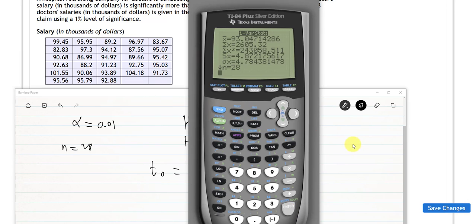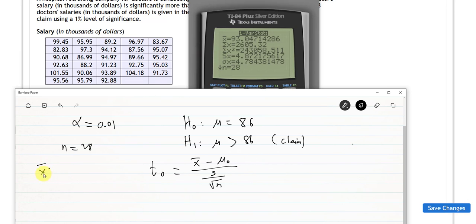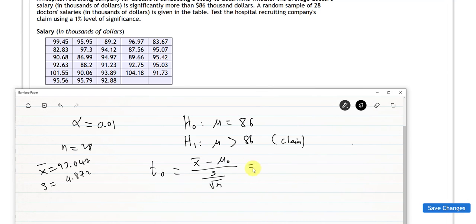The x bar, the sample mean, is given right here, 93.047, and the s, the sample standard deviation, is 4.87 right here. So we have everything, and then the original assumption of the mean value, mu naught. So I have 93.047 minus 86, divided by s, 4.872, over the square root of 28.